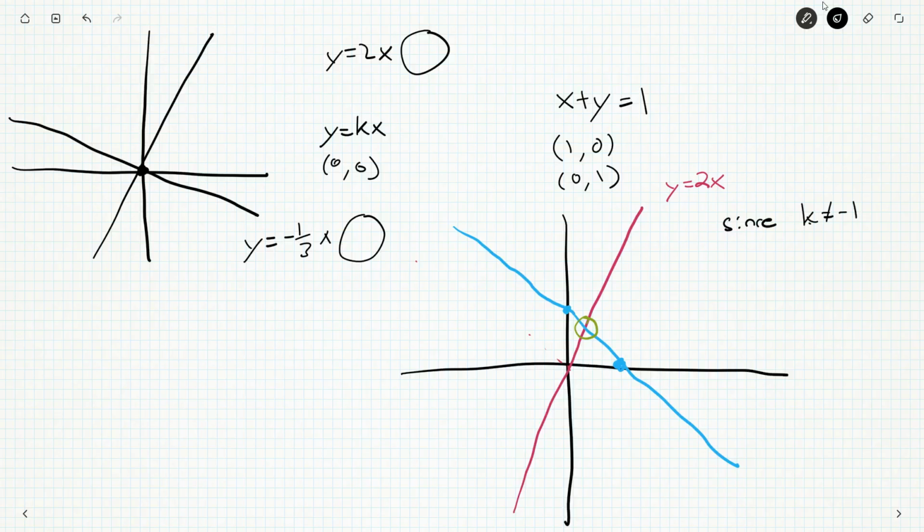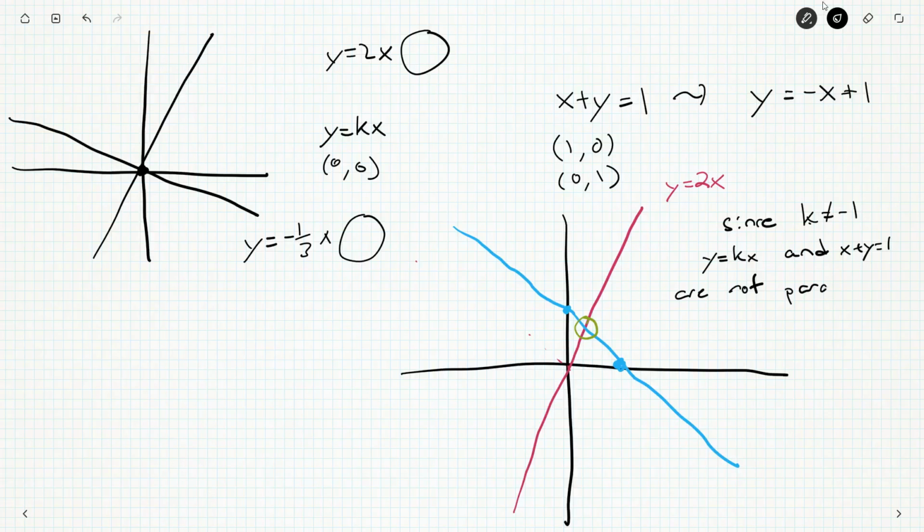So since k is not equal to -1, and like I said, if you want to, you can rearrange this guy so he's in y equals mx plus b form. It'll be -x plus 1 there, because 1 is the intercept, and bring the negative x over to the other side. So since k is not equal to -1, y = kx and x plus y equals 1 are not parallel. Therefore, they intersect.